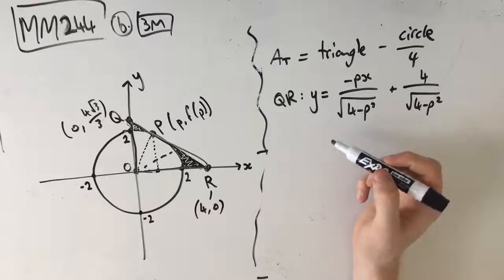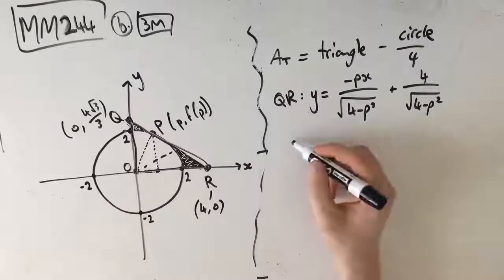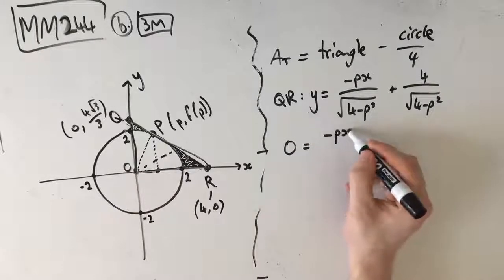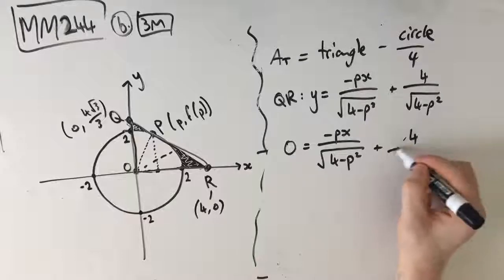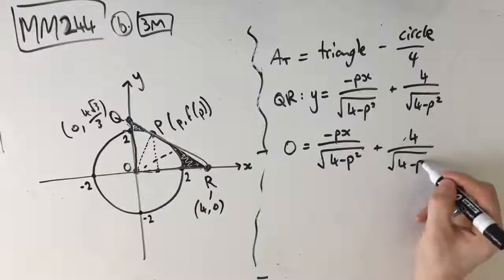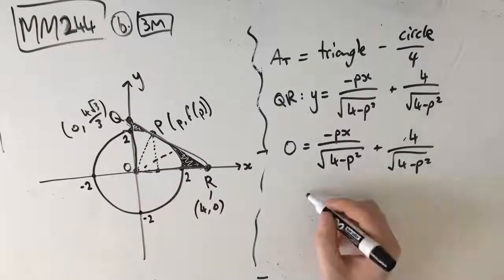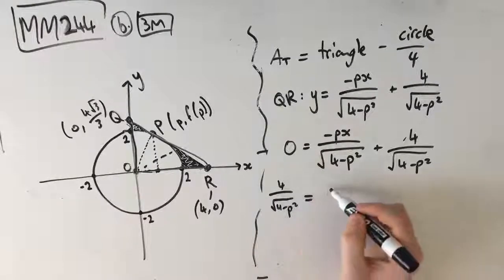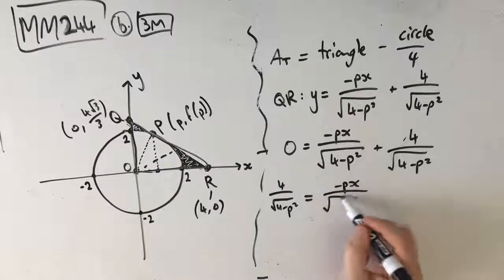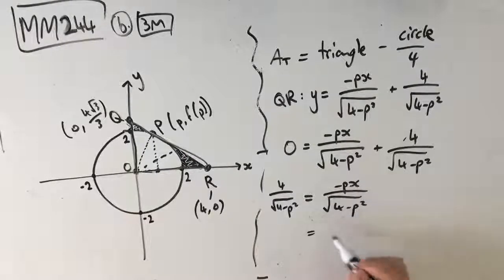So, same process again. So we need to find our x-intercept, which means 0 is equal to negative px over root 4 take p squared plus 4 over root 4 take p squared. And then from here we can say that 4 over root 4 take p squared is equal to px over root 4 take p squared. From here, we're going to end up with 4 equals px.